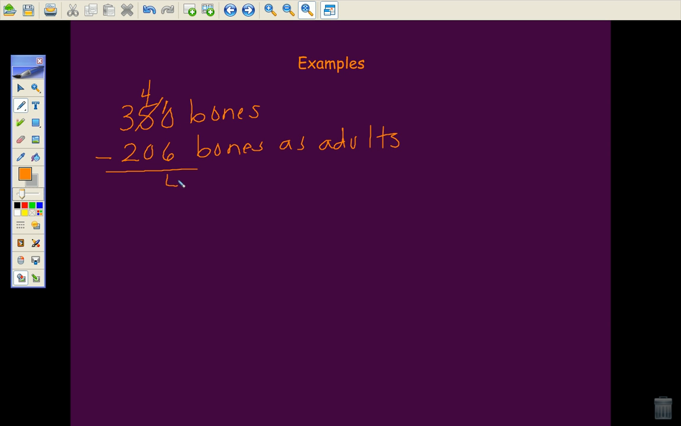10 minus 6 is 4. And I moved to my tens place. 4 minus 0 is 4. And really that's not 4 minus 0, that's really 40 minus 0. And then I moved to my hundreds, which is really 300 minus 200, which would be 100. So babies have 144 more bones than adults.